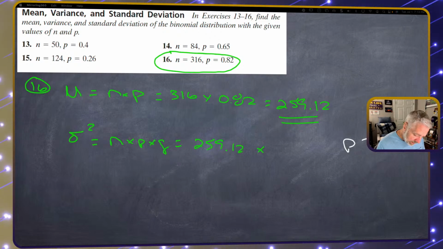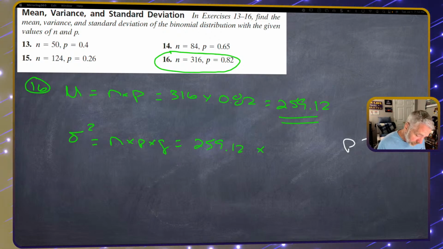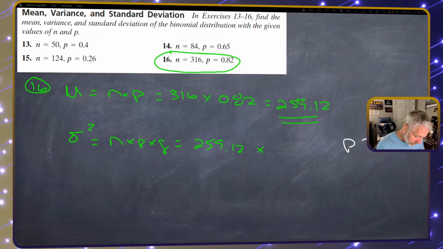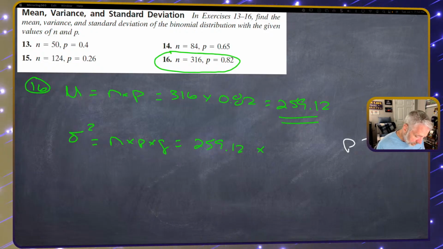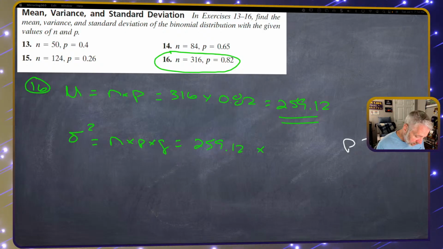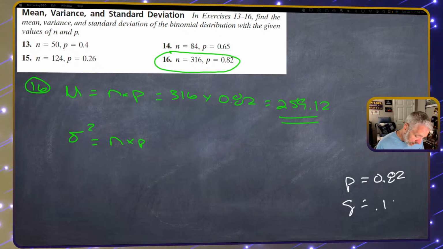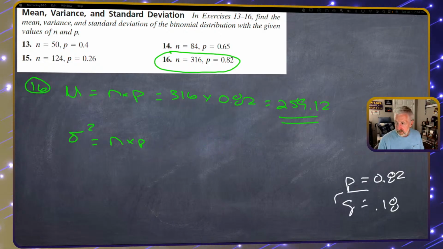See, I messed up my screens. I had myself as a little circle down at the bottom. Let me just redo this. If the probability is equal to 0.82, then q is what? 10 plus 8, so it's 0.18. Got it. That's no problem.